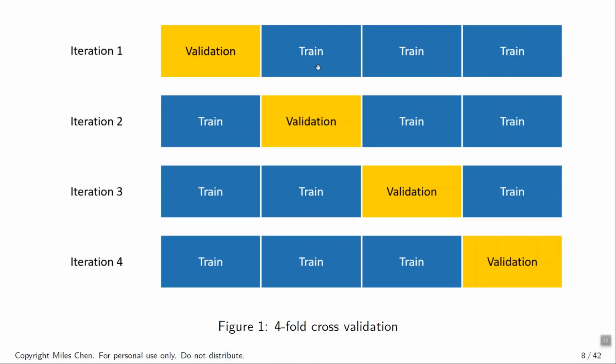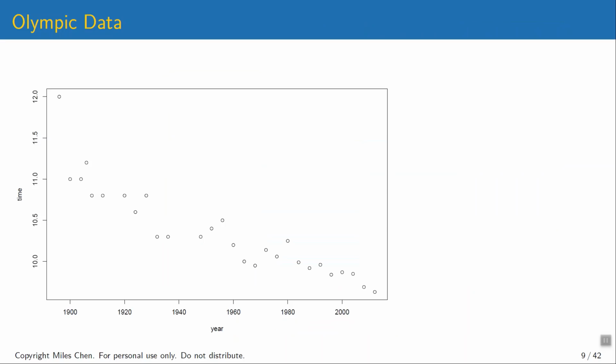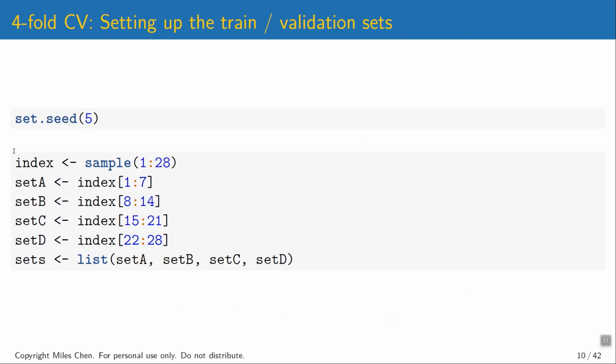So here's just kind of an overview picture. Again, we split the data into kind of 4 blocks. And then each time we're going to use 3 of them as the training set and 1 as the validation set. And obviously you can do it with 10 blocks or whatever. It's all but 1 are the training, and then the last one's the validation. Okay, so here's our Olympic data.